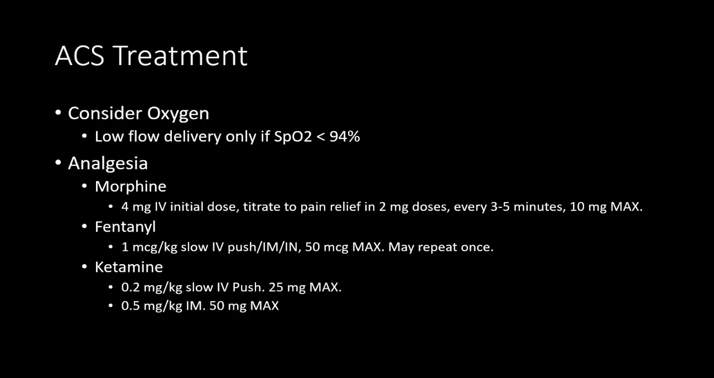State of Alabama says 25 milligram max. Or you can give ketamine IM, which would be 0.5 milligrams per kilogram with a 50 milligram max. Fentanyl is 1 mic per kg, slow IV push, IM or intranasal with a 50 mic max. And then morphine, 4 milligram IV initial dose, titrate by 2 milligrams every 3 to 5 minutes for a max of 10. Now, if the patient is refractory to these analgesia dosages, you certainly want to get in touch with med control to see if they want to do anything else.